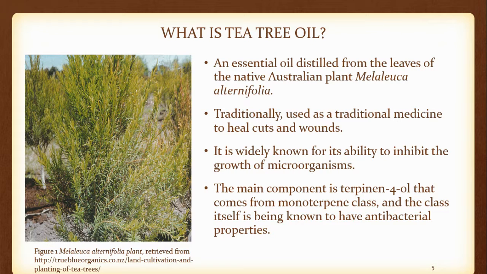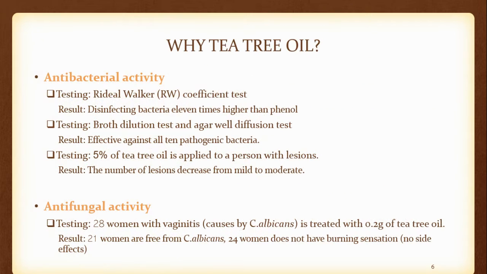The terpinen-4-ol, which is the main component inside tea tree oil, comes from monoterpene class, and the class is known for having antibacterial properties. Based on the previous research and studies, some testing have been made to prove its antimicrobial activity. First, to prove antibacterial activity, Rideal-Walker coefficient test is used, and Rideal-Walker coefficient test is the ratio of dilution of disinfectant.